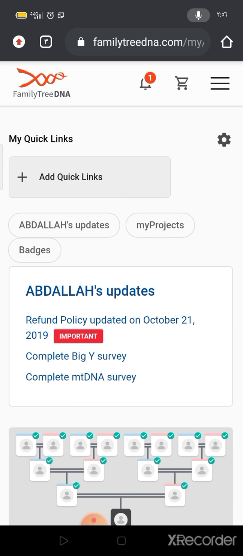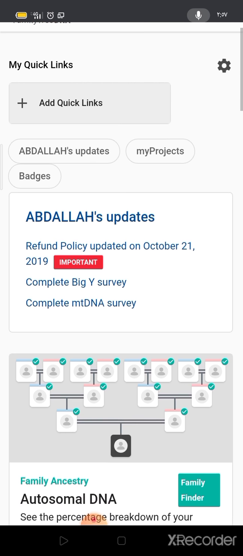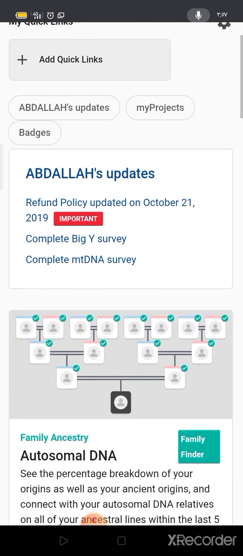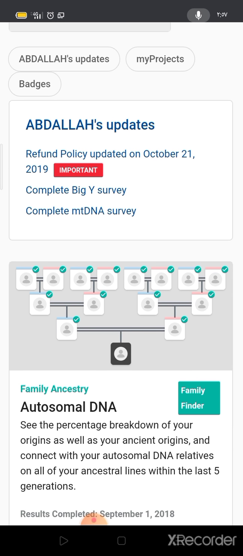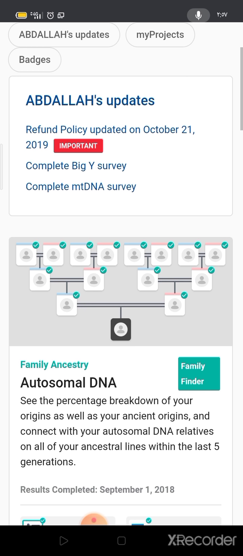This is my account in Family Tree DNA, and as I promised you before, I will try to demonstrate some details of my YDNA test. When we are talking about a YDNA test, that means it's a test for males only, because it concerns only the Y chromosome, the sex chromosome of the males. This Y chromosome has its own DNA. So testing this Y chromosome will give you an idea about your paternal line, about your fathers and grandfathers.